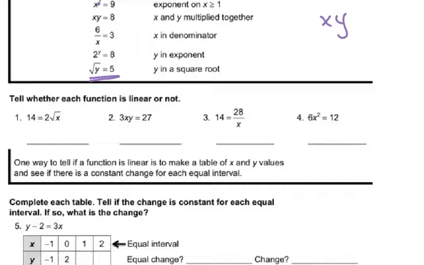So in this case, 14 equals 2 square root of x. Is that a linear function? No, it is not. Why? Because x is underneath the radical. X is underneath the radical. So it is not a linear function. So I want you to pause and do 2, 3, and 4 yourselves.